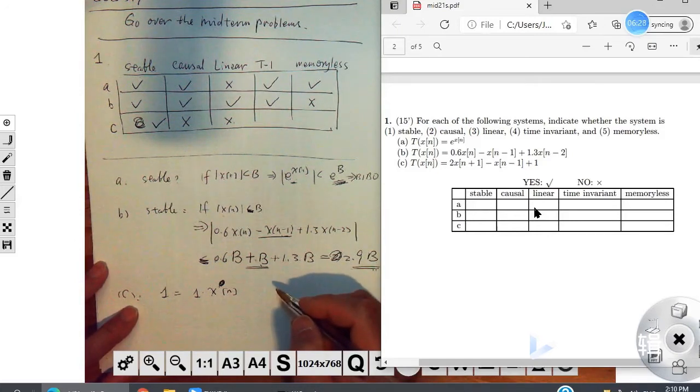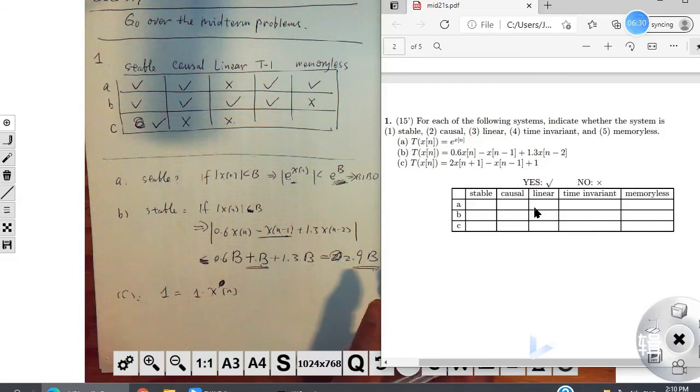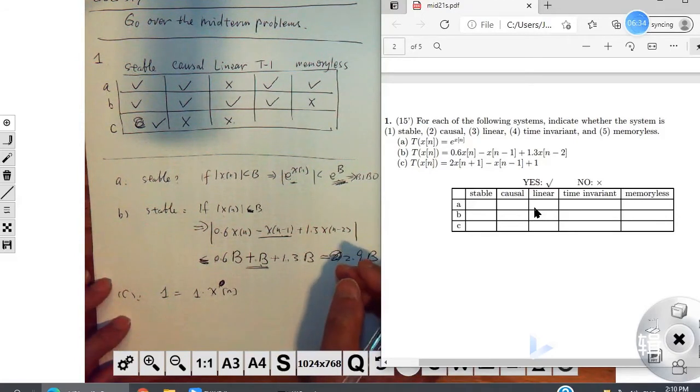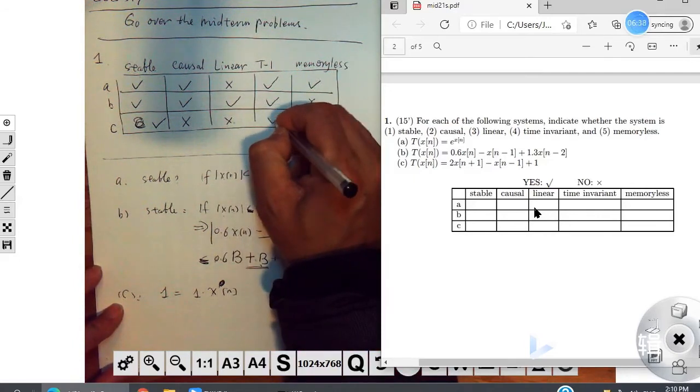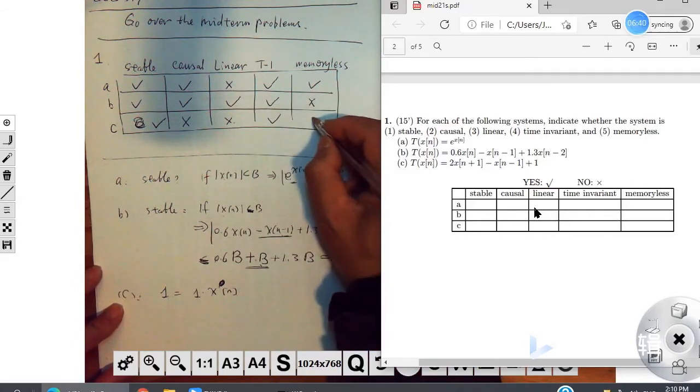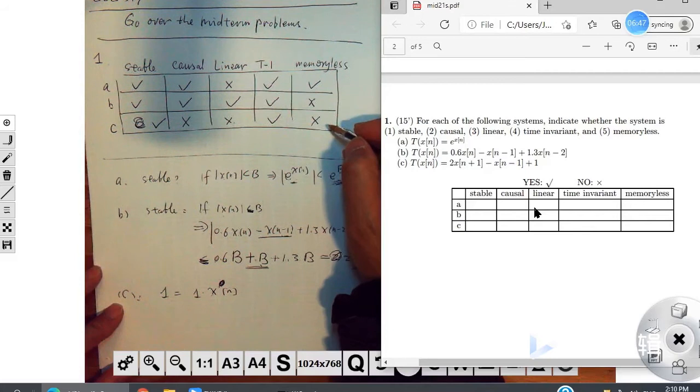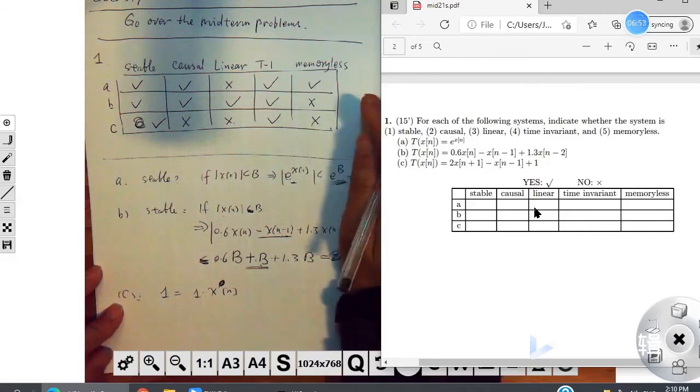If you replace x by x minus d on both sides, you will get both sides equal, right? So this is time invariant. And the memoryless, no, it is not: you have n minus 1, also you have n plus 1. Now both need memory. Okay, so this is for the first problem.